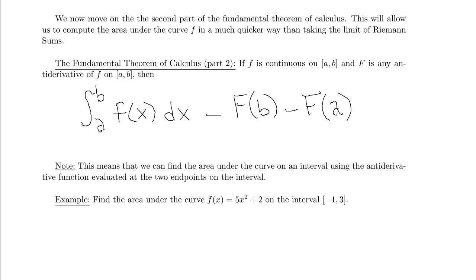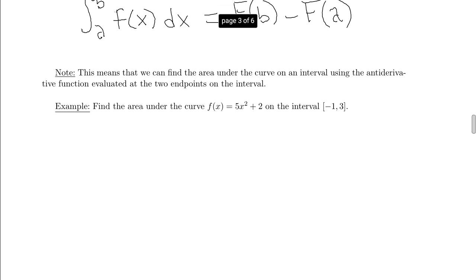So we saw that the integral of velocity is equal to our position function evaluated at b minus our position function evaluated at a. And so that was actually just one example of the fundamental theorem of calculus part 2. So this is it in more general form. What it's saying is that to find the area, I just need to find the antiderivative and then evaluate it at the two endpoints. So let's work through an example.